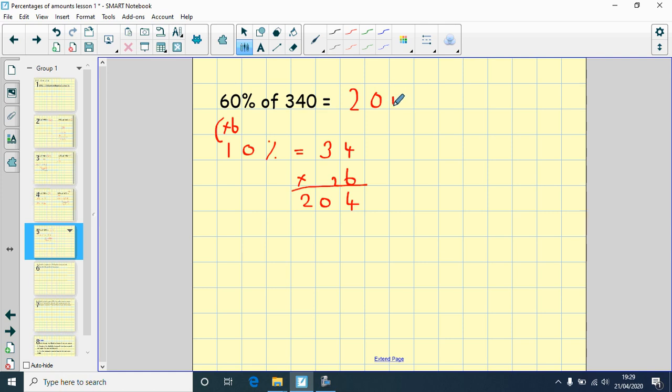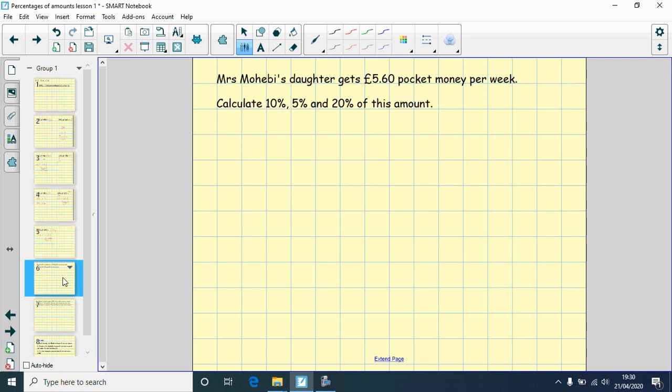So when you're doing these year 6 on your My Maths task, use some paper and do some jottings. Don't try and do it all in your head. Okay, you might get another question like this today, something similar to this. Mrs. Mehebi's daughter gets £5.60 pocket money per week. Calculate 10%, 5% and 20% of this amount.